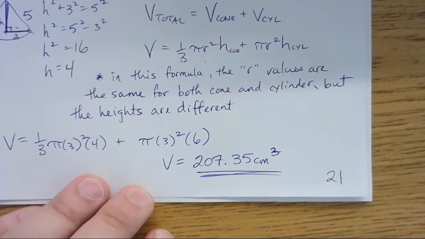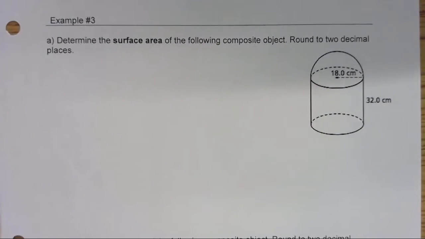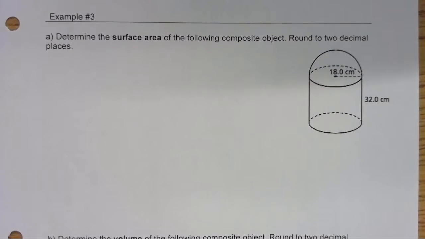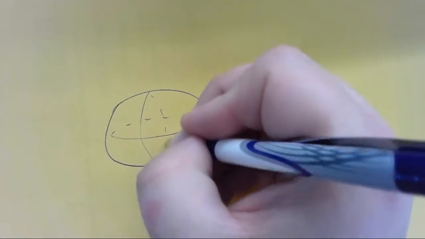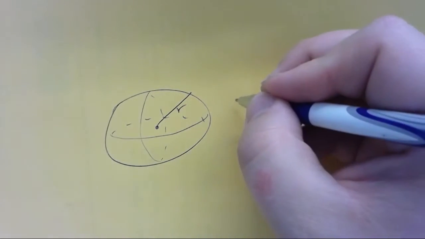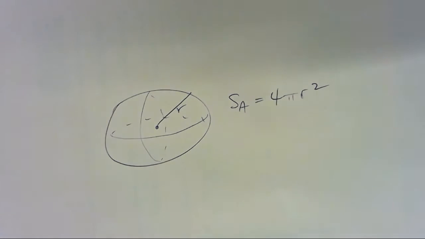All right. Let's do a hemisphere. All right. So example 3, we've got ourselves a hemisphere. Well, let's see if we remember something from the other day. Remember this from the other day? The formula for a sphere's surface area. That's how I draw a sphere. Surface area for a sphere is 4 pi r squared.